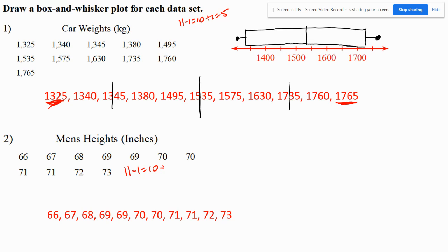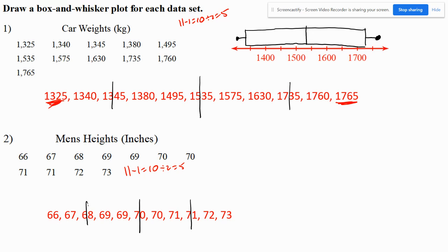That way I make it even. 10 divided by 2 is 5. I'm going to draw a line such that I have 5 numbers on each side of my line. Now, on the first 5, on the left side, I have 5 numbers. Let me find a number in the middle. On the right side, I have 5 numbers. Let me find my number in the middle.